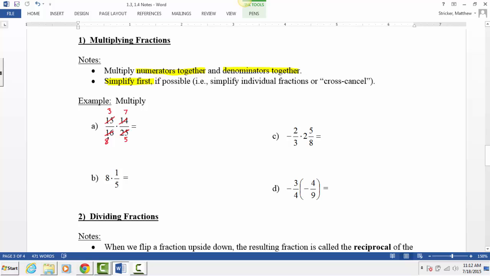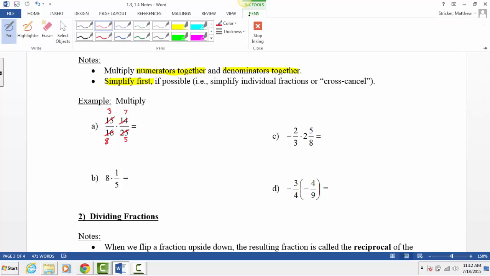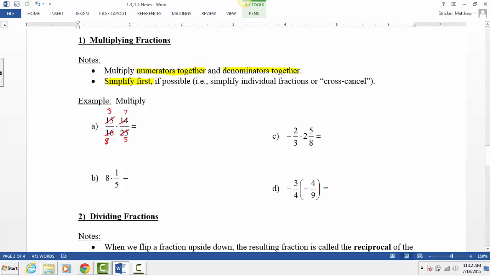Now I've simplified. Now let's go ahead and multiply across. Let's multiply the numerators times the numerators and the denominators times the denominators. And I'm not going to multiply 15 by 14 because I've already reduced those. I've reduced them to 3 and 7. And 3 times 7 is 21. Same thing on the bottom. We're not multiplying 16 times 25. We're multiplying 8 times 5, which is 40. And 21, of course, is divisible by 3 and 7, but 3 and 7 do not go into 40. So we are done simplifying that first one.